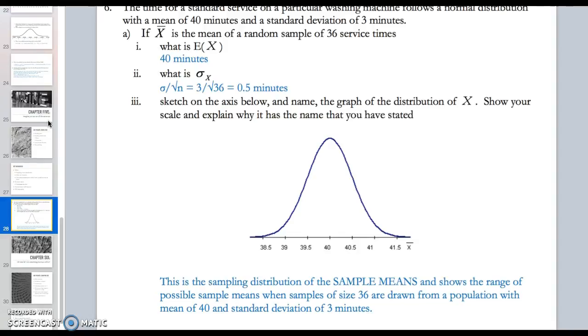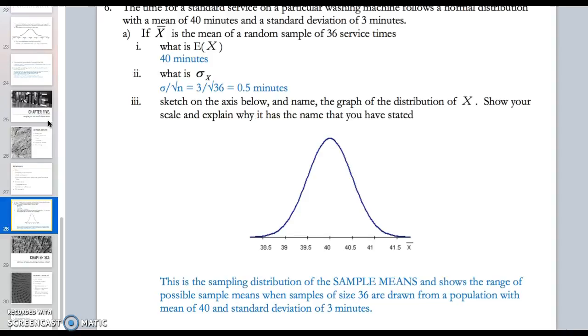Part 3, sketch on the axis below and name the graph of the distribution of X. Show your scale and explain why it has the name you have stated. This is the sampling distribution of the sample means and shows the range of possible sample means when samples of size 36 are drawn from a population with a mean 40 and a standard deviation of 3 minutes. Now, the critical part here is that it's a bell-shaped curve. It's fairly tight, around 40. We can see that the middle is in 40 there.